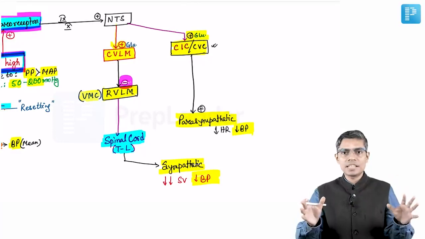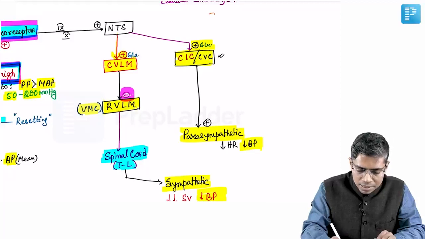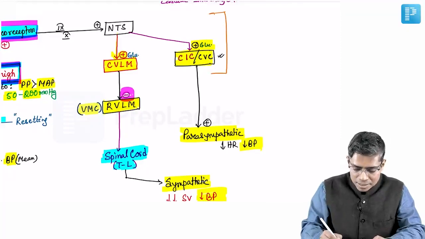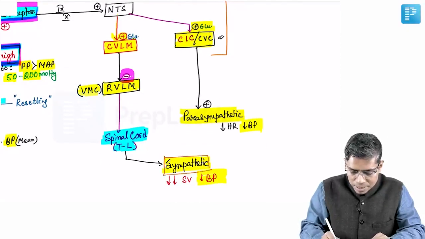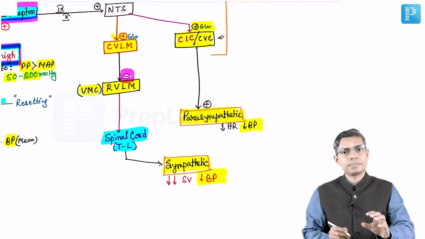Getting my point? So this is a reflex pathway. Now you can see where is the center. Center is here. These three centers, they are located at the level of medulla, and this sympathetic system and this parasympathetic system, they are nothing but the efferent of this reflex pathway.